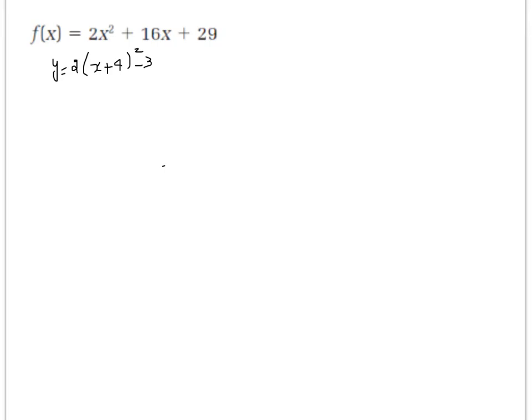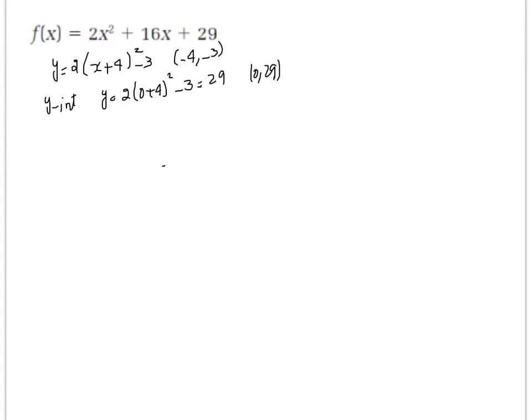Just remember that when we changed the function f of x into vertex form, we found y equal f of x, the same thing, equal to 2 times x plus 4 squared minus 3. Just by looking, we know that the vertex is negative 4 and negative 3. Let's find another point here, the y-intercept. We know that the y-intercept is when x is equal to 0, so y-intercept is 2 times 0 plus 4 squared minus 3, which is going to be 29. So the point is 0 and 29.